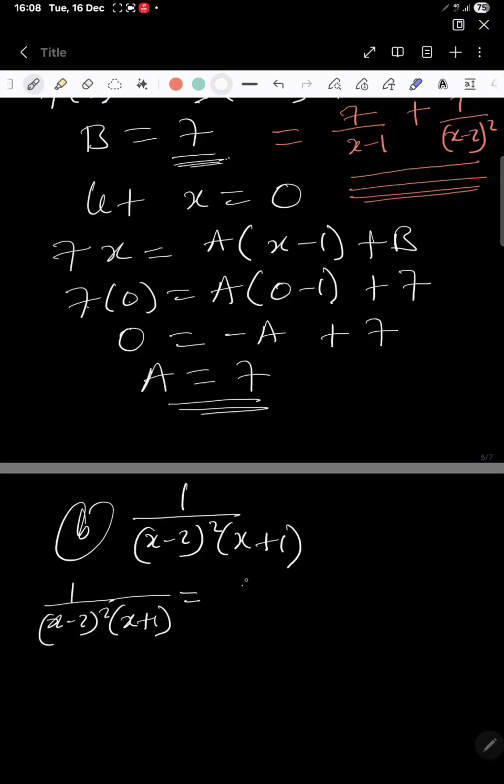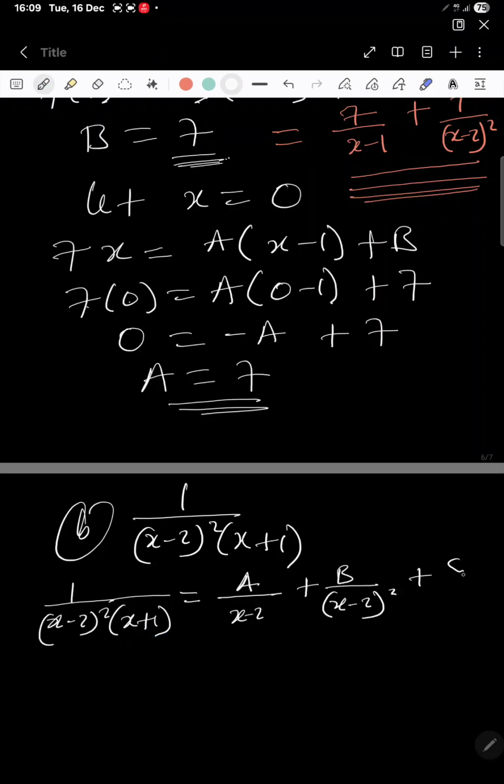you say A over the first factor. Since this is repeated, you say A over what is just inside, which is x minus 2. So you say A over (x minus 2), and then plus B over whatever is now given as a square. So that's what you do when it's repeated. So B over (x minus 2) squared, and then plus, since we have another factor which is x plus 1, we need to include a C over that factor, so C over (x plus 1). And then from there, we need to get the values of A, B, and C.